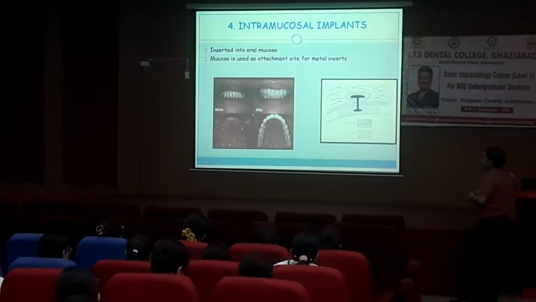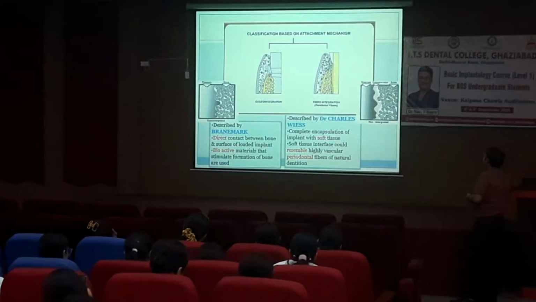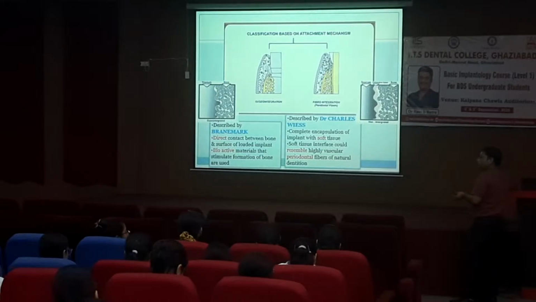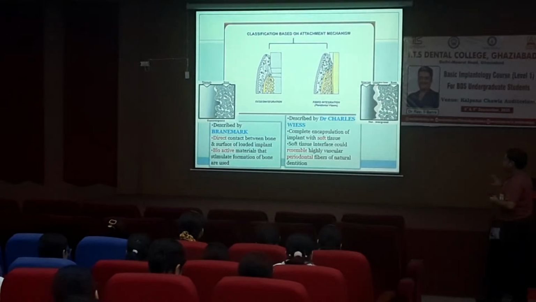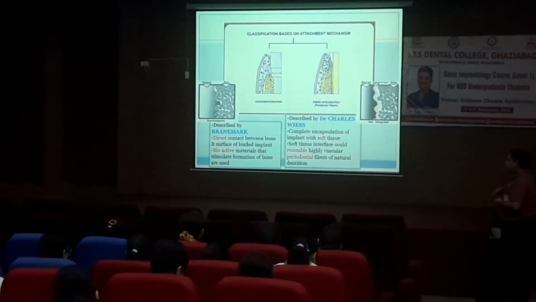Intramucosal implant into the oral mucosa is used as the attachment site for the metal inserts. Then classification based on the attachment mechanism. Bone contact can be classified as a direct contact between the bone and the surface, and the other is complete encapsulation of the implant with the soft tissue. Soft tissue interface could resemble highly vascular periodontal fibers of the natural dentition. So it is based on the fibro and the osseointegration.